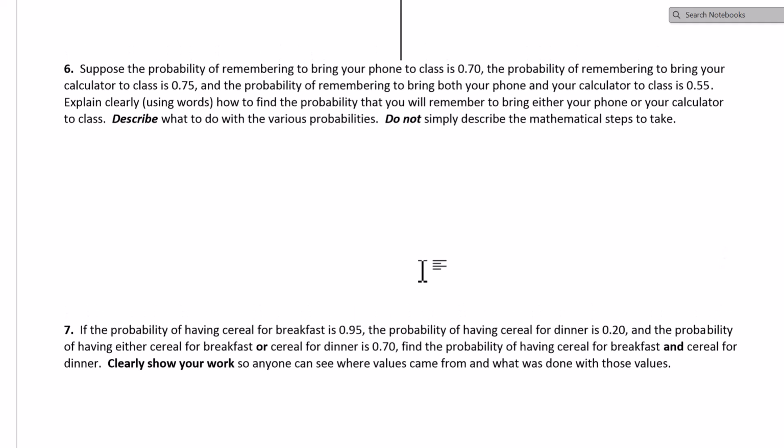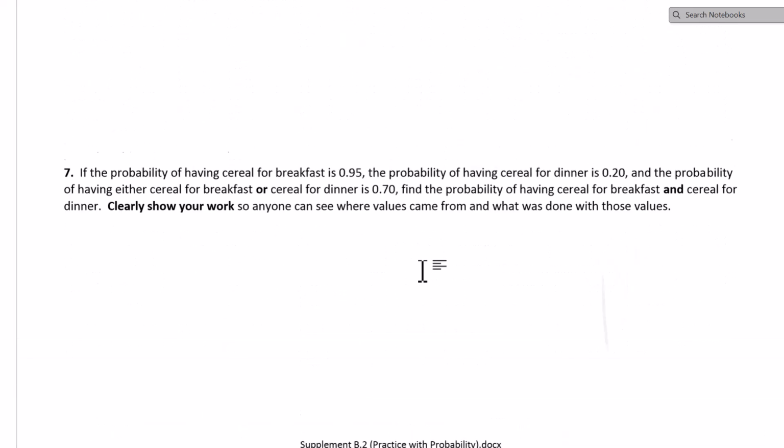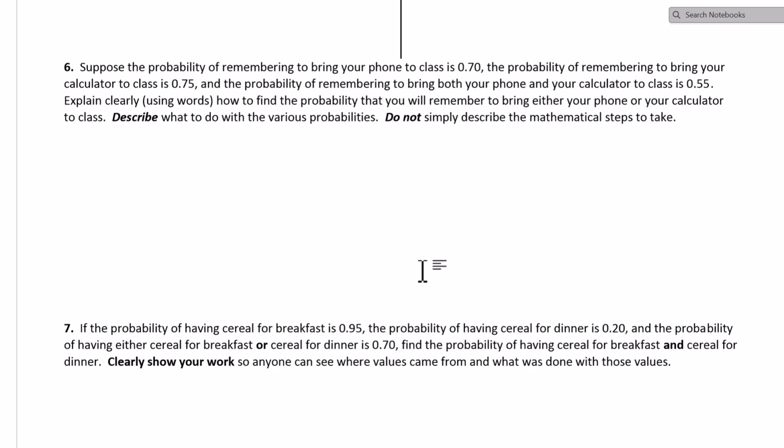Wow, this is a contrived, awesome math problem. Let's talk about it. What are we at? 22 minutes? Yeah, we have time for both of these, and then we'll call it quits.